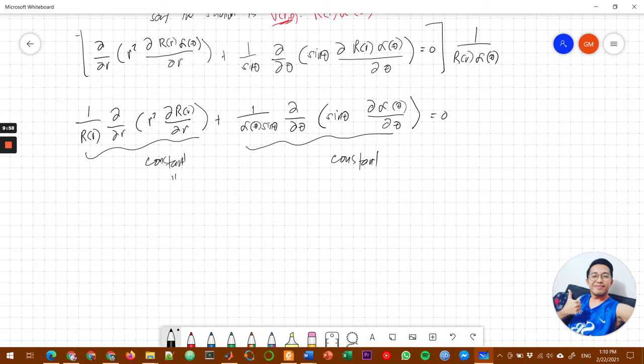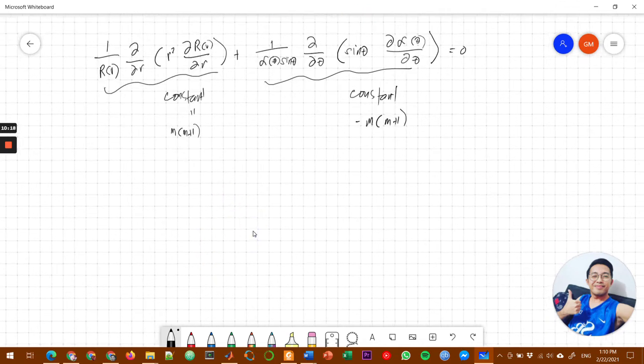So this constant should be equated to m times m plus 1. And this constant should be equated to negative m times the first constant. Okay? So that when you add them, it will be equated to 0. So we have this form now.